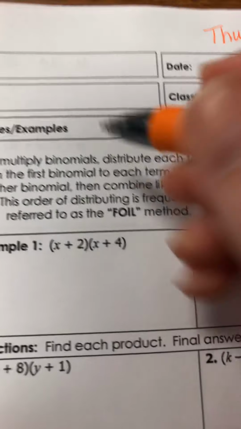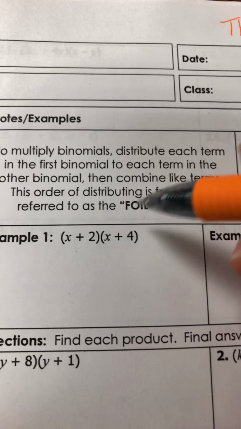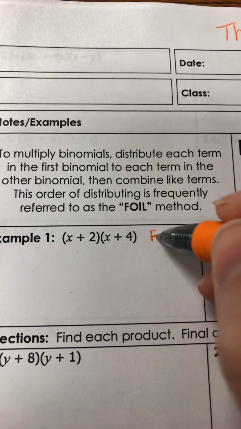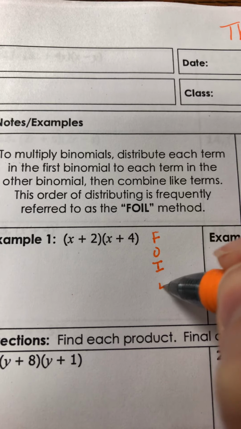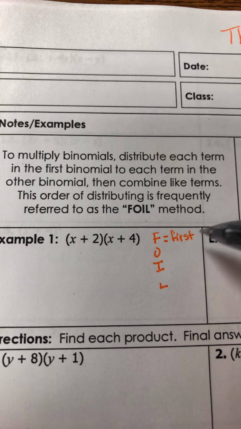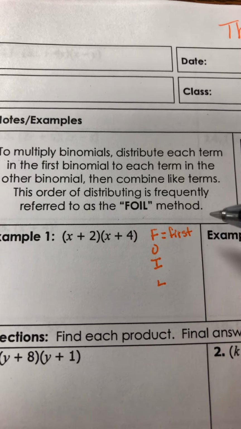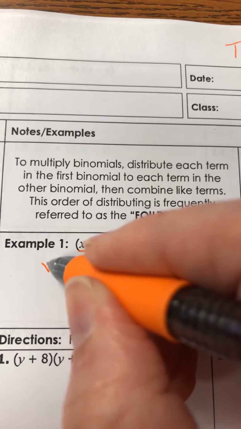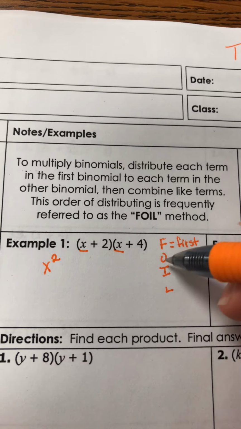Now, here's a binomial times a binomial. To use FOIL, F-O-I-L. F stands for the first terms inside each parenthesis. So in this case, that would be x times x. So multiply those two together. X times x is x squared.